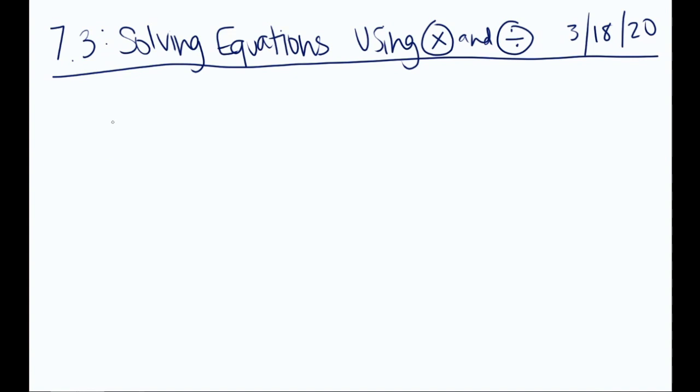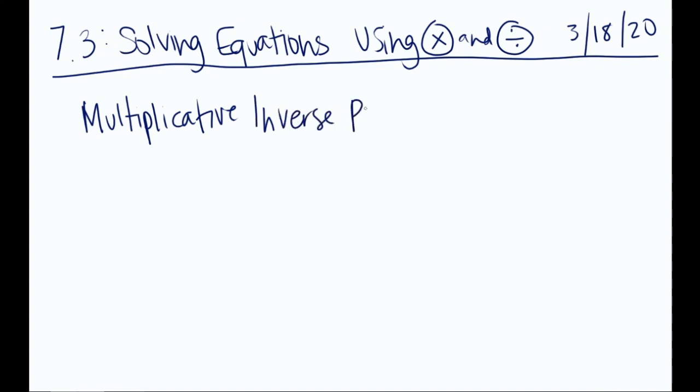I want to go over one property that's going to be useful to us, and it's called the multiplicative inverse property. And this property tells us that if you take a number and you multiply it by its reciprocal, or remember, this means the flip of the fraction. So in this case, it would be 1/5 instead of 5/1. If you multiply a number by its reciprocal, you will always get 1.